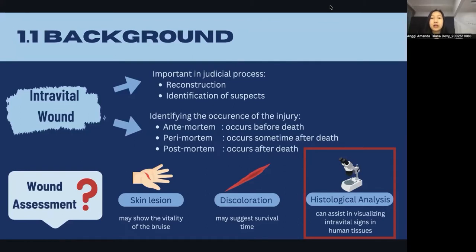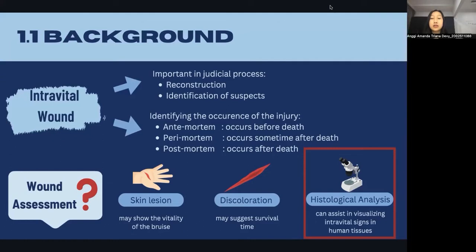Determination of injury that caused death and the intravital wounds is important in the reconstruction and identification of suspect. Evaluation of wound age relates to how long the individual has survived after the injury. Meanwhile, demonstration of lesion vitality refers to identifying whether the injury occurred antemortem, perimortem, or postmortem.